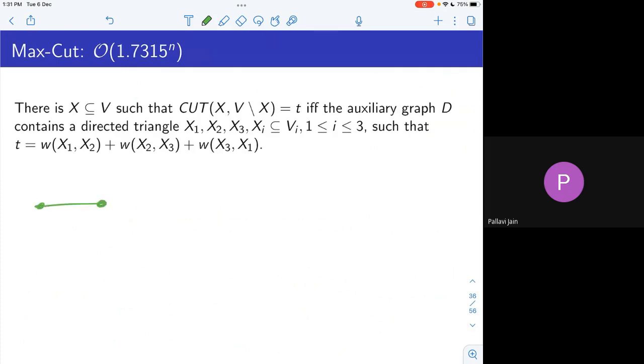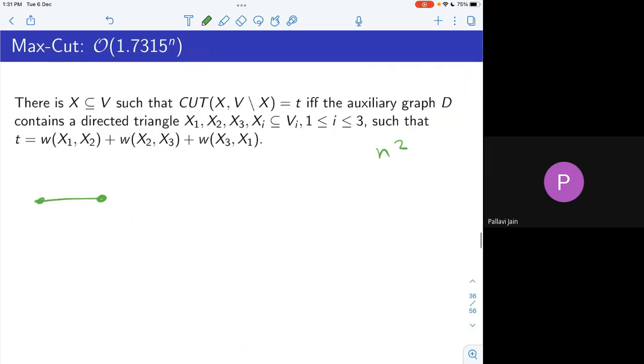What is the maximum possibility? It is n square, n choose two edges, and we can just guess what the weight of the across edges is. And then within these three triangle edges, we can also find the distribution x1, x2, x3, right?